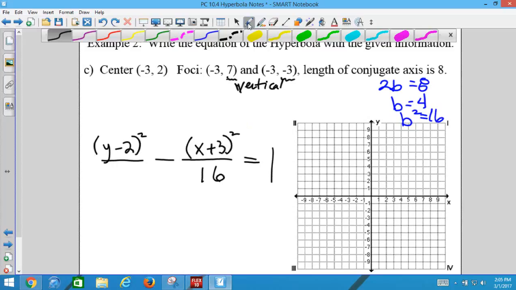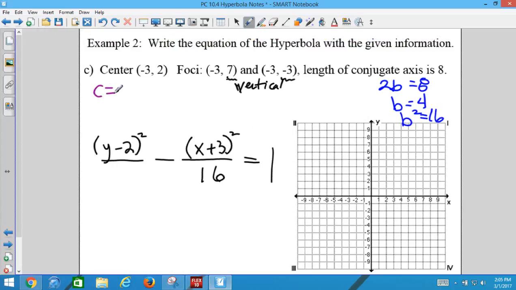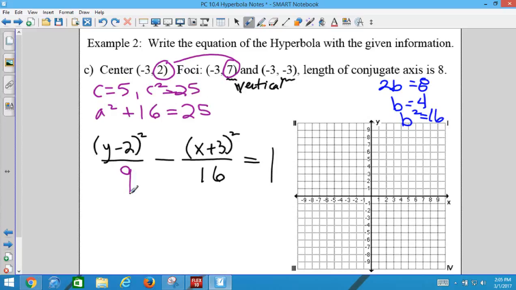And we need to find our A, but foci give us C. So how far is the center from the foci? 5. So C is 5. So C squared is 25. And A squared plus B squared equals C squared. It's got to be a 9. Am I missing 5?